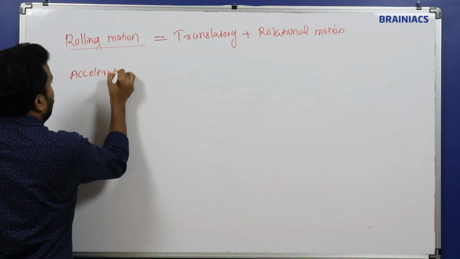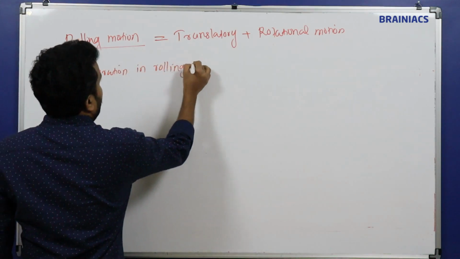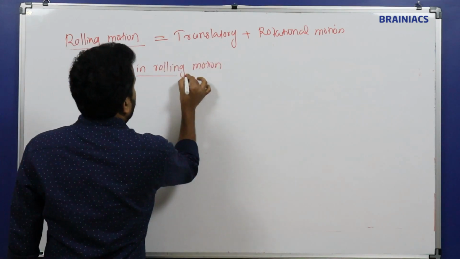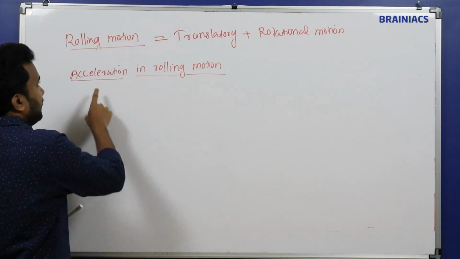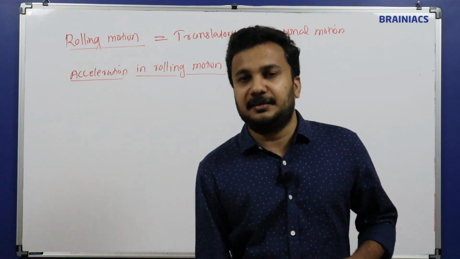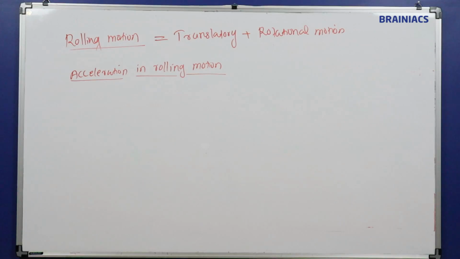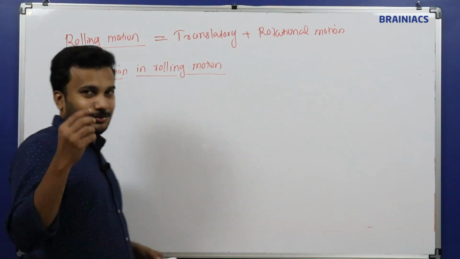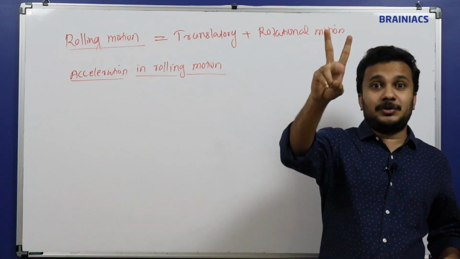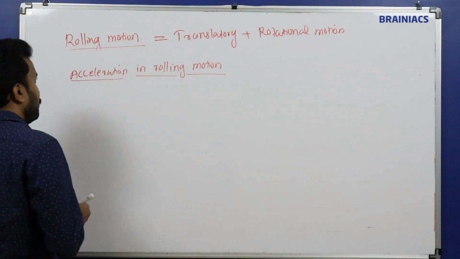Acceleration in rolling motion. Previously it was velocity in rolling motion. I don't know if I have written the heading or not. I don't remember now. In case it is not written, please write velocity in rolling motion as a heading for the previous topic. Here, acceleration. How many velocities do we have? Two velocities, right? How many accelerations will we have? Sir, two accelerations. Wrong. It's a wrong answer. There are not two accelerations.